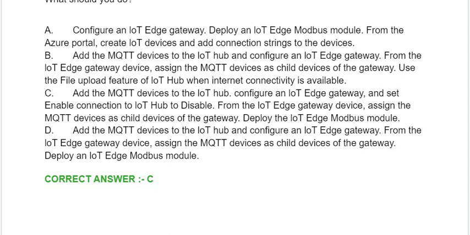Correct answer is option C. Add the MQTT devices to the IoT Hub. Configure an IoT Edge Gateway and set Enable Connection to IoT Hub to disable. From the IoT Edge Gateway device, assign the MQTT devices as child devices of the gateway. Deploy the IoT Edge Modbus module.